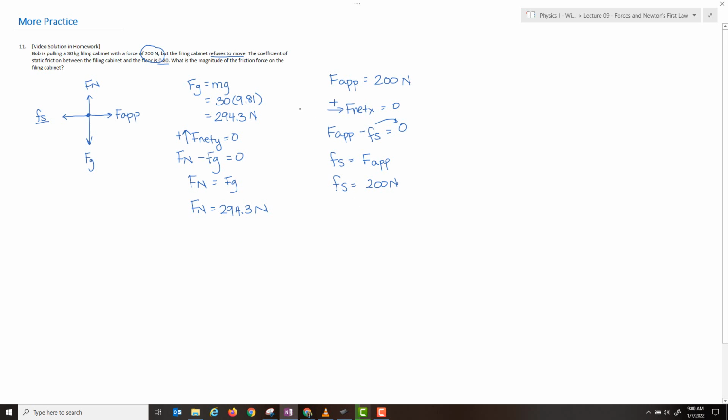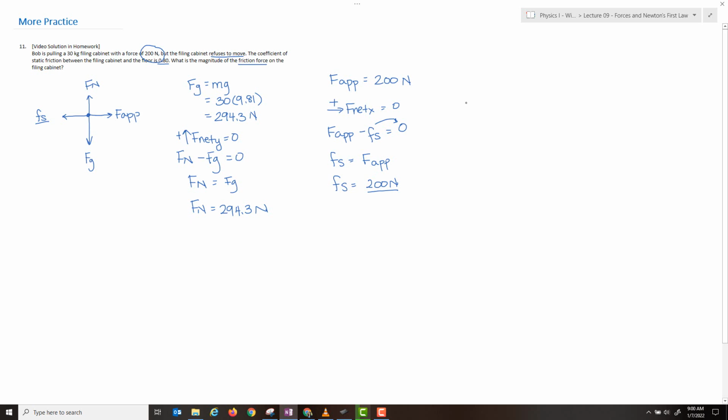Okay, so what is the magnitude of the friction force on the filing cabinet? That's it. The friction force on the filing cabinet is 200 newtons. All right, so we really didn't need to do any of the other work. This is the only important piece of information here.